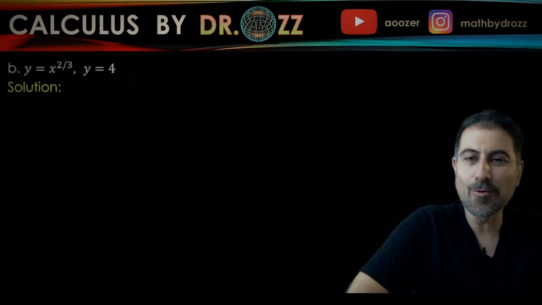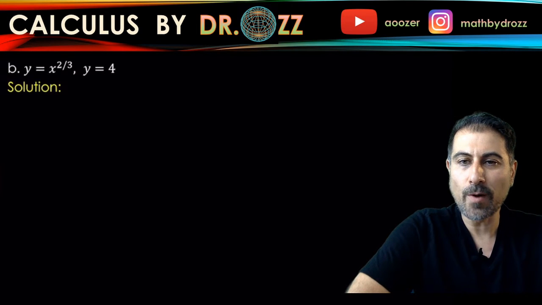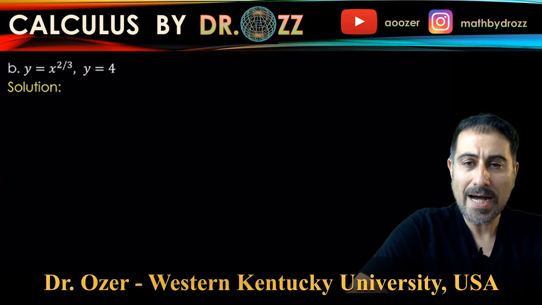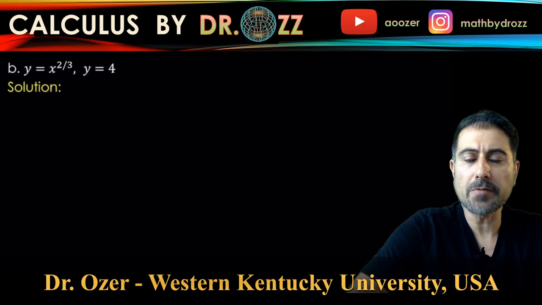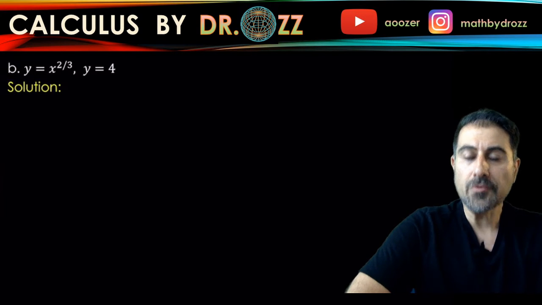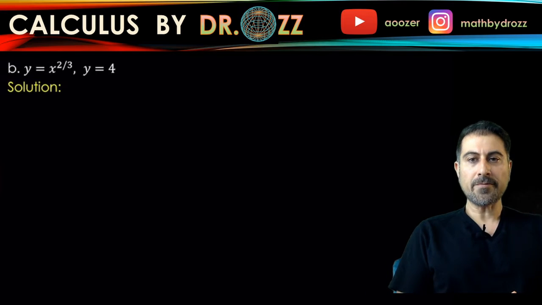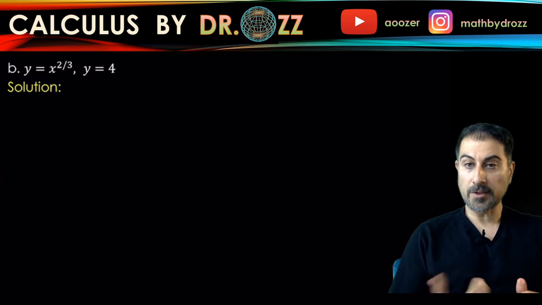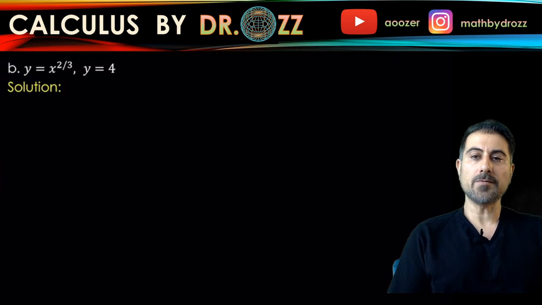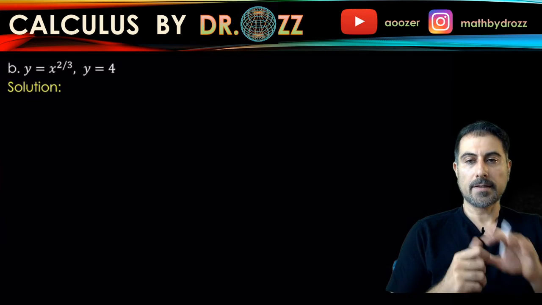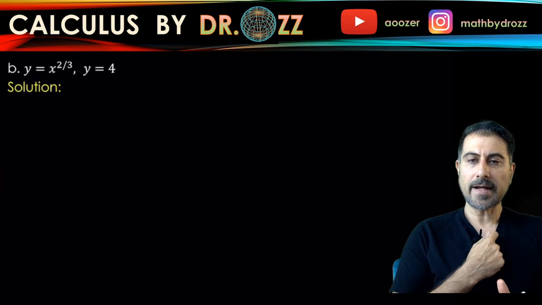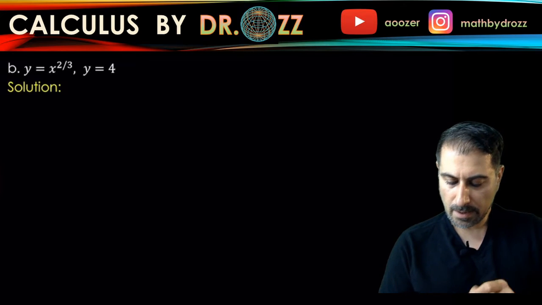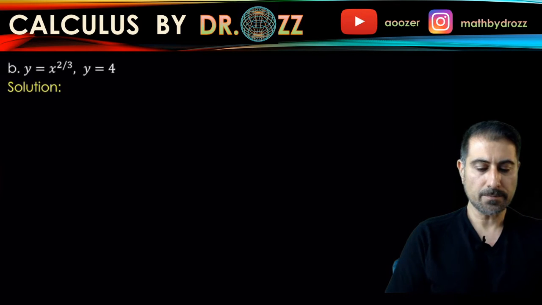All right, for part B, we have y equals x to the power of 2/3 and y equals 4. So why don't you go ahead and have your graphing calculator graph two functions, in fact. One is x to the power of 2/3 and the other one is 4. That's a horizontal line. Please graph it and see what it looks like. And I'm going to show you what I got here.